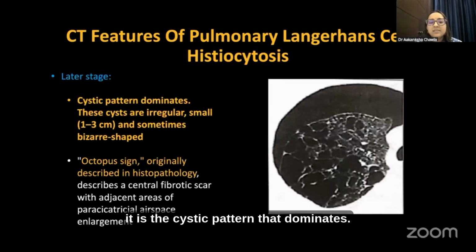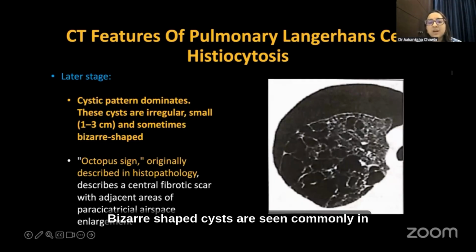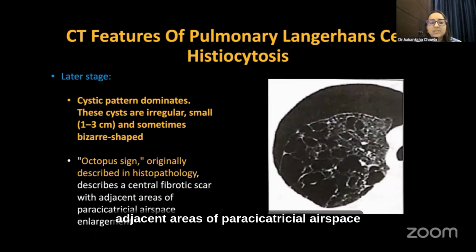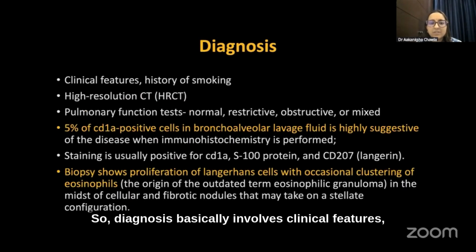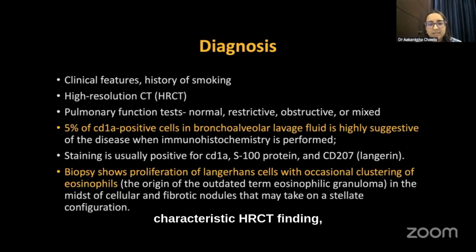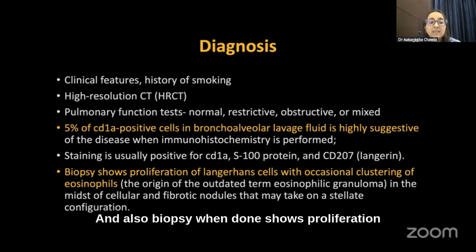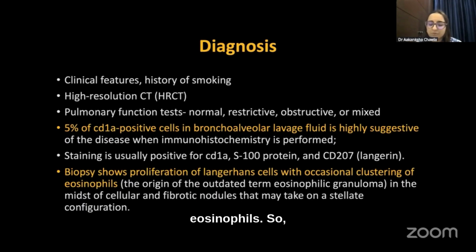And in the later stages, it is the cystic pattern that dominates. So cysts that are irregular, small, and sometimes bizarre shaped. Bizarre shaped cysts are seen commonly in pulmonary Langerhans cell histiocytosis. And then also the octopus sign, which is the central fibrotic scar with adjacent areas of paracicatricial airspace enlargement, is also seen in PLCH. So diagnosis basically involves clinical features, history of smoking, characteristic HRCT finding, PFT, and 5% of the CD1A positive cells on BAL, which is highly suggestive of the disease. And also, biopsy, when done, shows proliferation of Langerhans cells with occasional clustering of eosinophils.